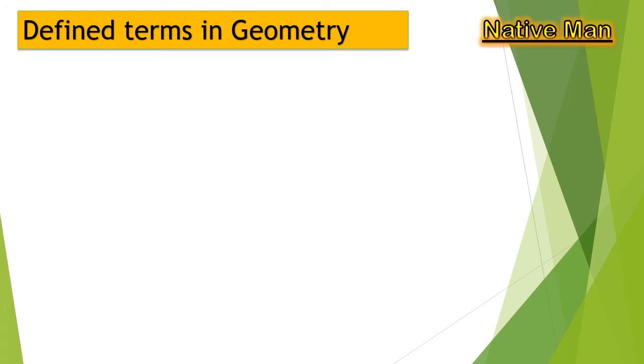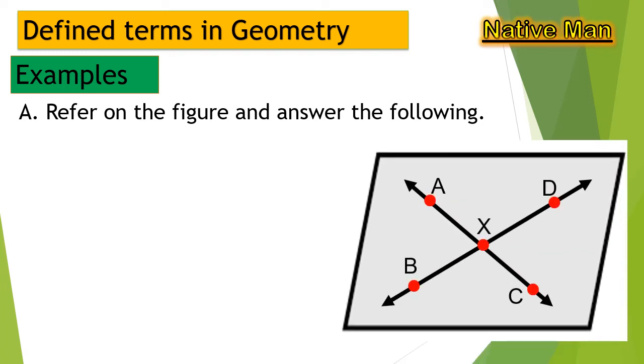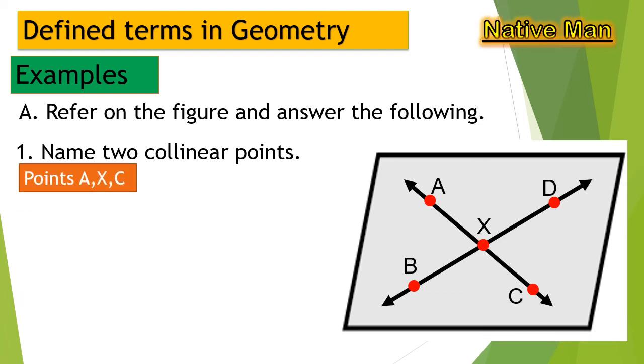Okay, so pagkatapos nating pag-aralan ang different defined terms in geometry, here are the examples. Let us apply our knowledge about the different defined terms. Letter A, refer to the figure and answer the following. Name two collinear points. The first collinear points are points A, X, C. If you notice in the figure, A, X, C fall on one line, so they are called collinear points.